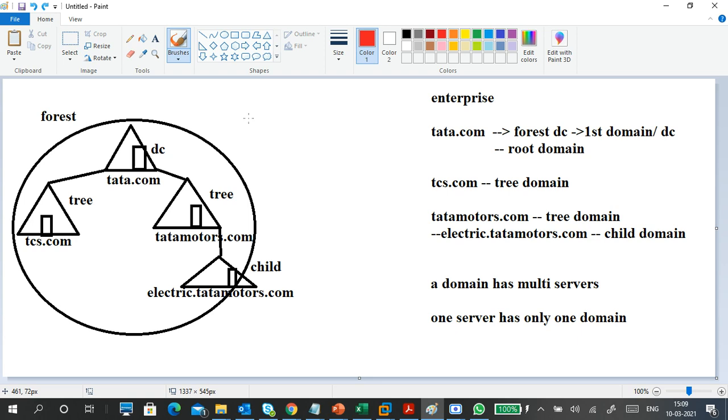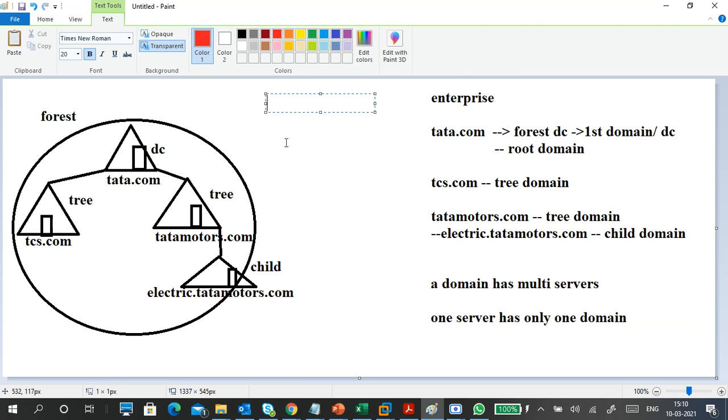Forest is a security boundary of all the domains. So remember that one, and you can also add this point at forest: the forest is a security boundary of all the domains in the forest. Within the forest, each domain can trust each other. So that is your forest thing.